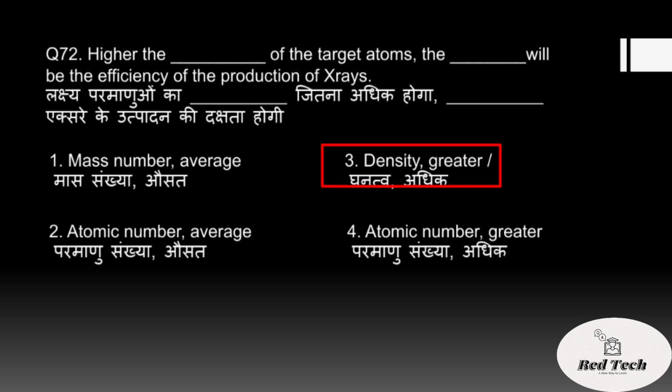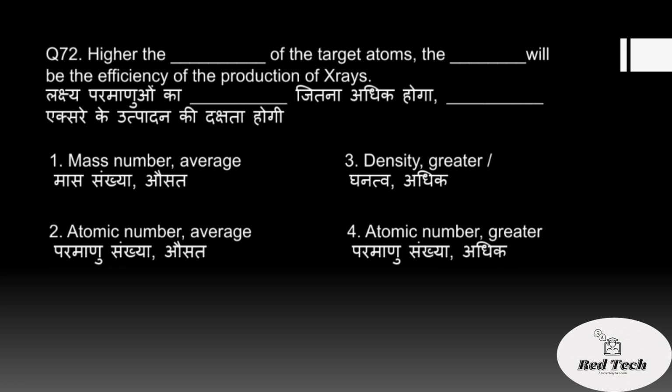Question number 72. The higher the Z of the target atom, the dash will be the efficiency of the production of X-ray. So in the fill in the blanks you can tell about the efficiency of the production of the X-ray also. This question comes from the X-ray tube. You can check it out in detail if you want to.